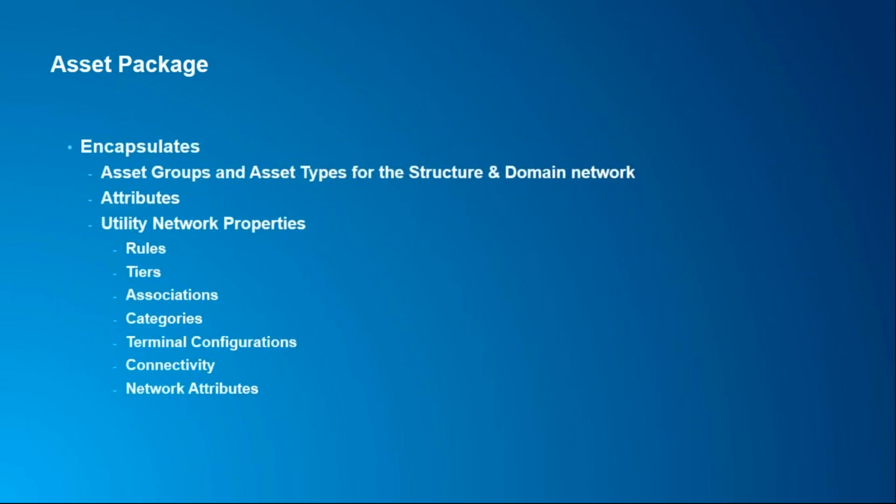So as I mentioned, these encapsulate all the capabilities of the utility network: the asset groups, those asset types, all the rules, the tiers, associations, the connectivity, all the capabilities required to set that up.